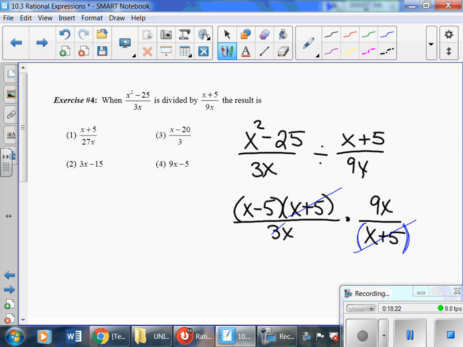So the 3 goes in once, goes in 3, and then these x's cancel altogether. So my final answer is going to be 3 times x minus 5. Now, some people might say over nothing, but technically it's over 1. So that's going to be our final answer. But if I look there, I do not see that answer. And once again, it's just represented a little bit differently. It distributes this. And once you distribute it, you come out with answer choice number 2.